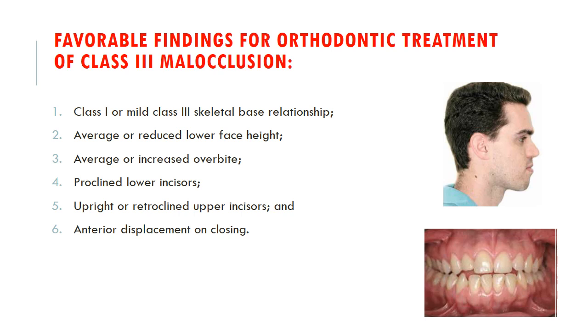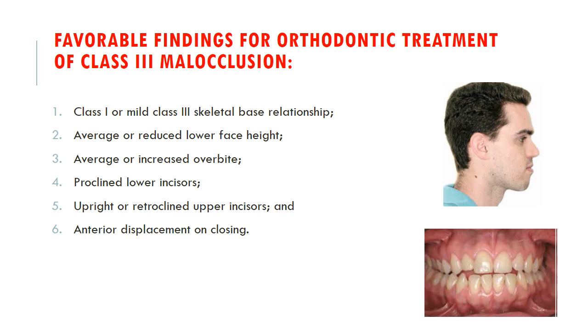Also when the patient has proclined lower incisors and upright or retroclined upper incisors. This is mainly because our orthodontic treatment aim is always to increase the dentoalveolar compensation, which means that during the treatment we are going to retrocline the lower incisors, so if they were already proclined, it will be more advantageous, and the result will be more aesthetic and more stable. Also, we are going to procline the upper incisors to correct the incisor relationship, so if they were already upright or retroclined, it will be easier.